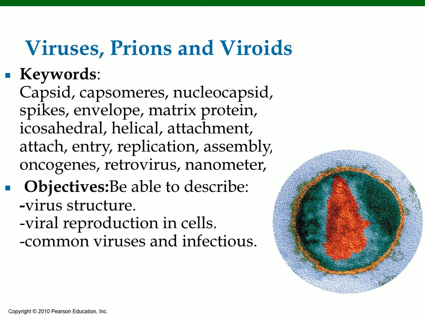Chapter 21 deals with viruses for the most part, but it also mentions prions and viroids. So we'll talk about all three, but we'll spend most of the time on viruses. We're going to describe what they are and their structure, go over how they reproduce, and talk a little bit about viruses and viral infections.